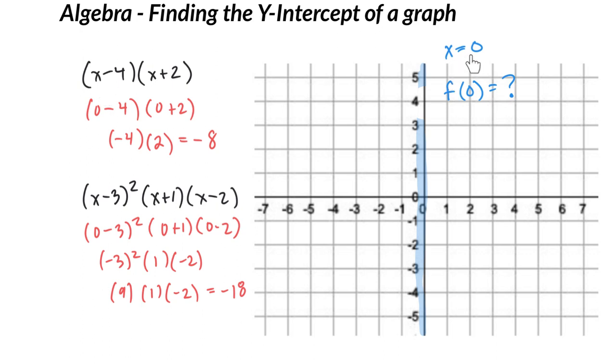Remember, this is the key, that you know that x is going to be 0, so if you plug 0 in for x, what do you get? And that is where you'll hit this axis. That's how you find the y-intercept.